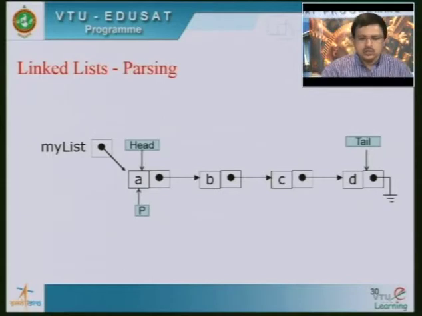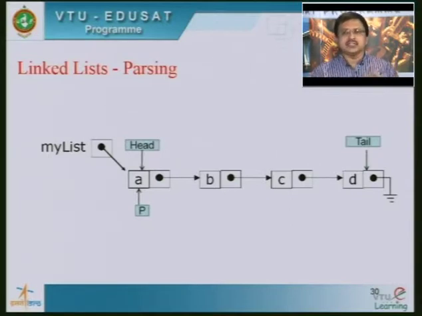Okay. So, one of the first operations that we look at is parsing. So, we looked at arrays. How do you parse an array? You start with index 0, go up to the last element. Similarly, you can do the reverse. So, in a linked list there is only one way you can look at all the elements in a sequence, that is starting from head. Head contains the value or the address of the first node.